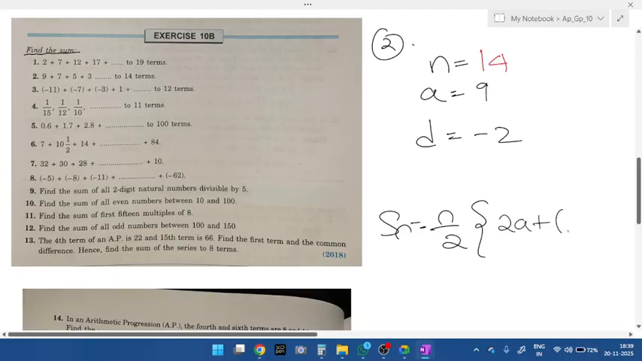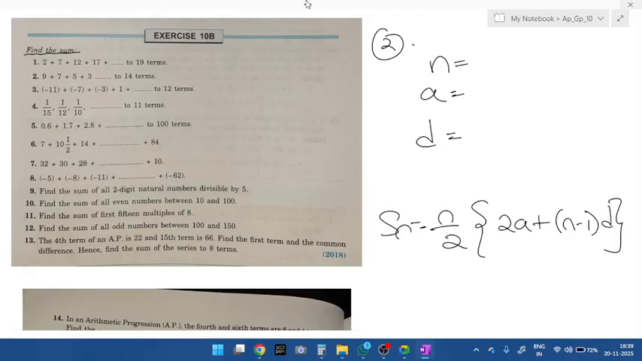2a plus n minus 1 into... Okay, we have n value, we have a, we have minus 2. Will you be able to solve this question? Yeah. Okay, tell me the third one. Just skip the students. Tell me the third.